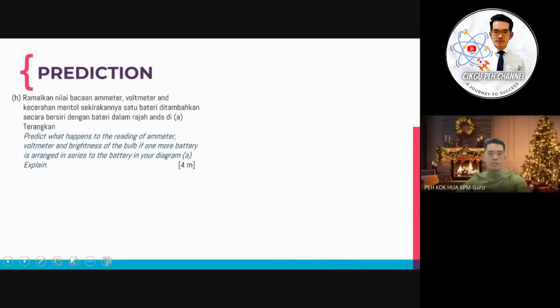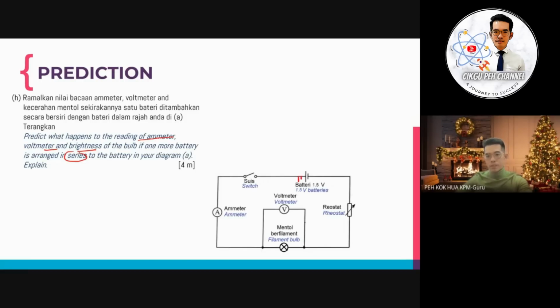Okay, so the second prediction here: I just change the battery arrangement from parallel to series. We have to see the reading of the ammeter, voltmeter, and brightness. If one more battery is arranged in series with the current battery in your diagram A, you add on one more, so this will be in series. So what is the impact on the ammeter reading, the brightness of the bulb, and the voltmeter here?